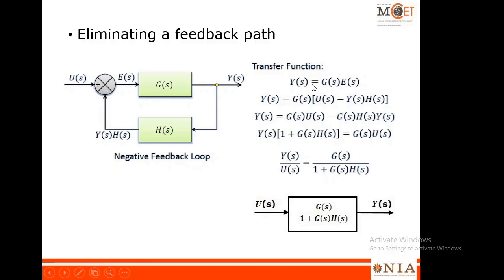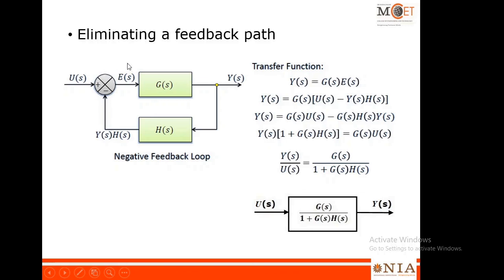So whatever I said is written here, y of s is equal to e of s into g of s, and e of s is substituted with u of s minus y of s into h of s. So once you reduce it, you get y of s by u of s as g of s divided by 1 plus g of s into h of s. This is a very important rule.